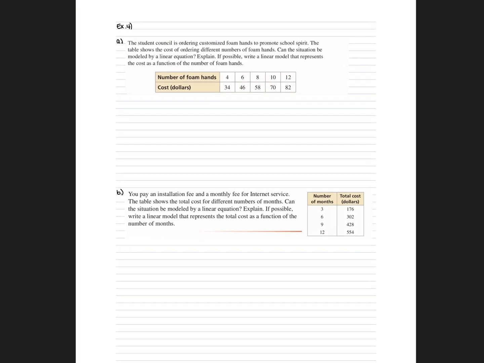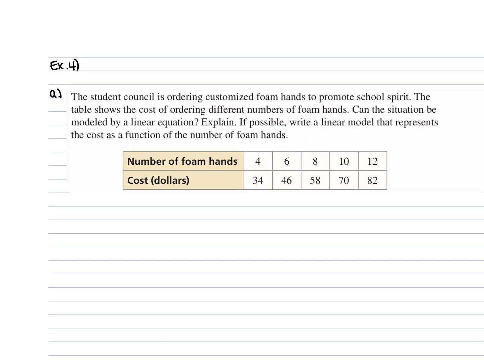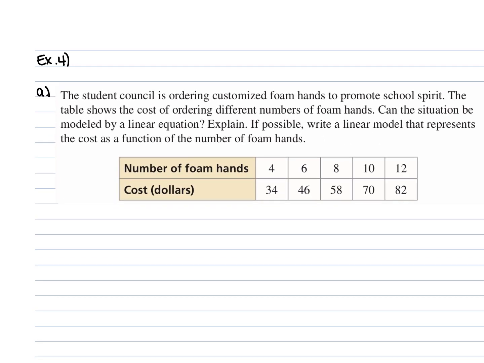All right, example 4. So we're doing the same thing, but it just gives it to us in a chart. So it says the student council is ordering customized foam hands to promote school spirit. The table shows the cost of ordering different numbers of foam hands. Can the situation be modeled by a linear equation? Explain. If possible, write a linear model that represents the cost as a function of the number of foam hands.